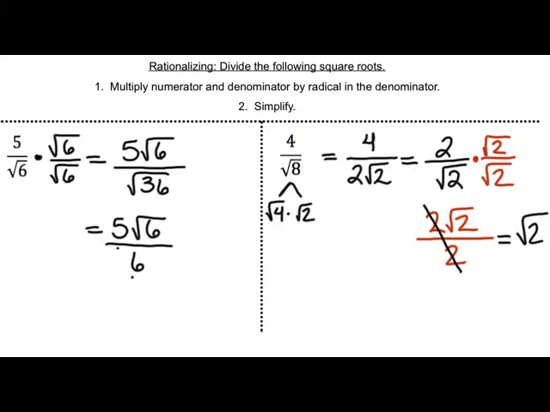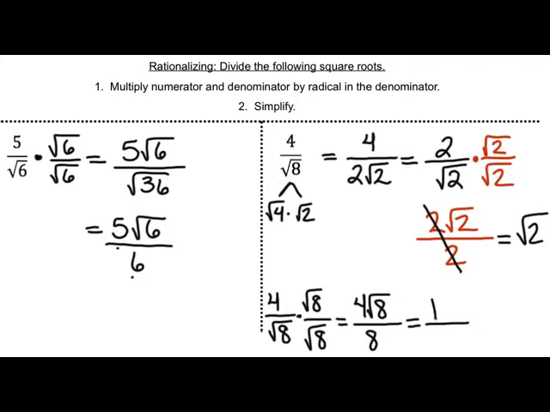Now, say I didn't know that. Say I just used the same process we were doing before: 4 divided by the square root of 8. And I multiply the top and bottom by the square root of 8. Well, I get 4 square roots of 8 over the square root of 64, which is 8. Okay? My whole numbers are 4 and 8, so they reduce to 1 and 2.